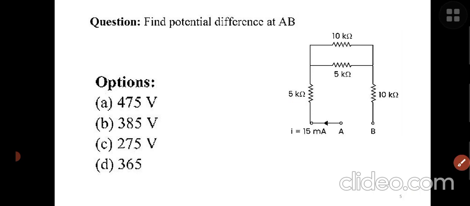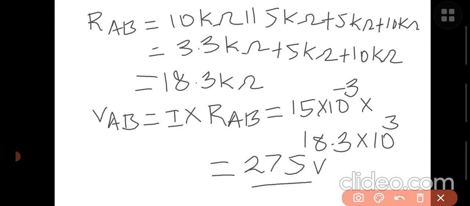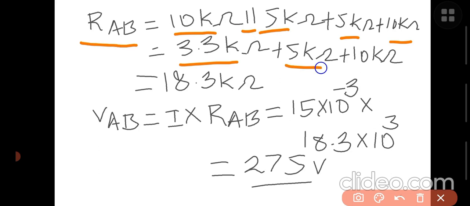Let's solve this question. We need to find the equivalent resistance across the terminal AB. 10 kilo ohm resistor is in parallel with 5 kilo ohm, and 5 kilo ohm and another 10 kilo ohm are in series. As a result, we get 3.3 kilo ohm plus 5 kilo ohm plus 10 kilo ohm. So 18.3 kilo ohm is the equivalent resistance across the terminal AB.